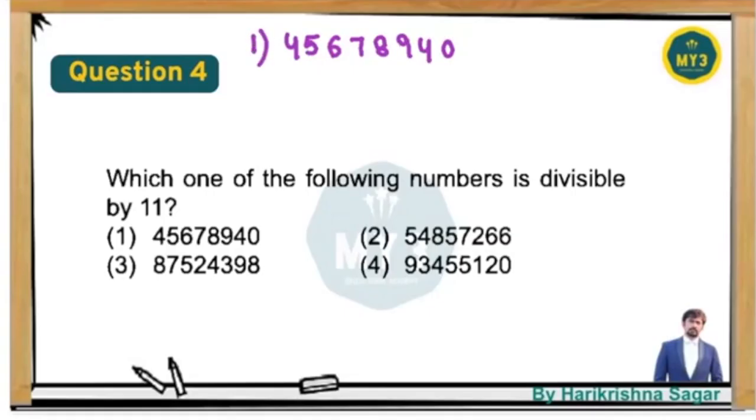Let me check. How do we check? Difference of alternative digits. So 6 plus 4 is 10, 10 plus 8 is 18, 18 plus 4 which is 22. Look at the other numbers: 5 plus 7 is going to be 12, 12 plus 9 is 21. So the difference is not 0. Simply I am eliminating this option. Look at the next option.